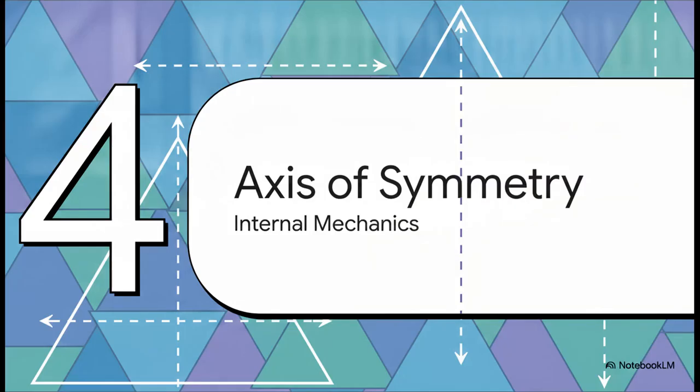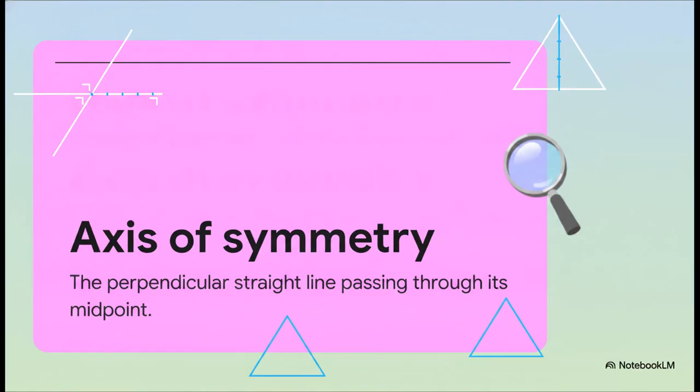All right, section 4, the axis of symmetry. We've established the outer perimeter, so now let's slice these shapes right down the middle to see their internal mechanics. Let's clearly define our core concept first. An axis of symmetry of a line segment is a straight line that does 2 very specific things. First, it's perpendicular to the segment, meaning it crosses at a perfect 90-degree angle. Second, it passes exactly through the segment's midpoint, slicing it into 2 flawless halves.